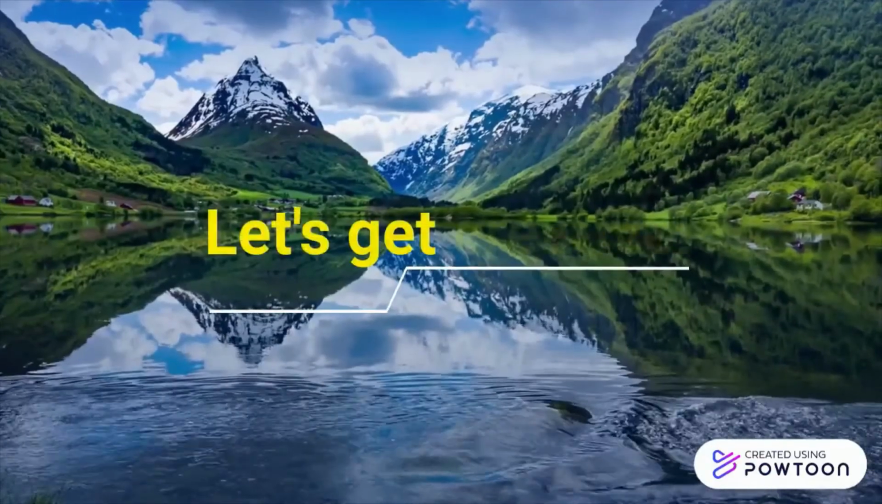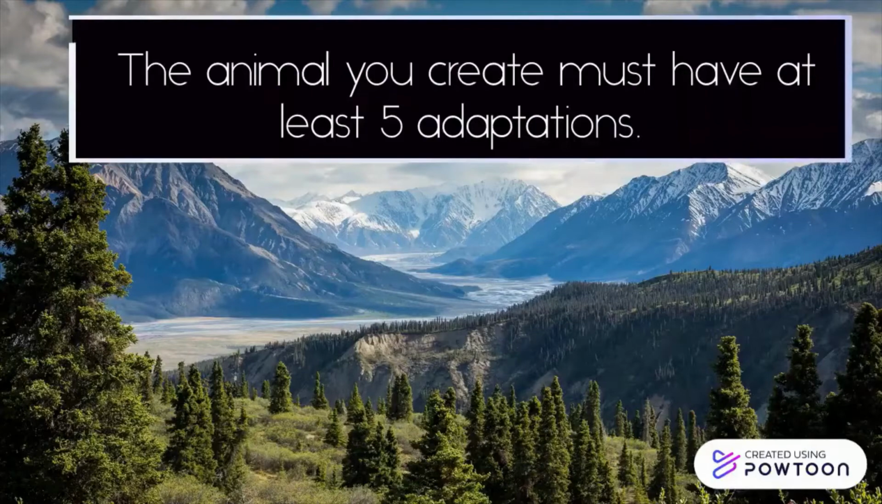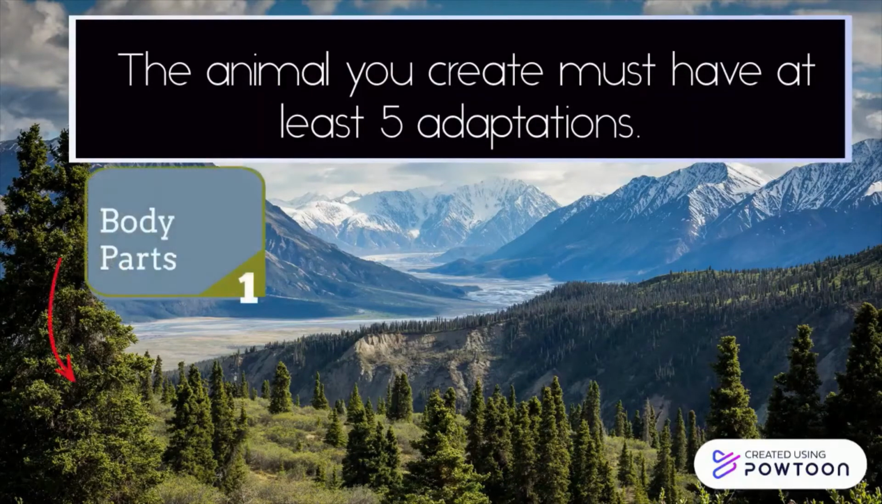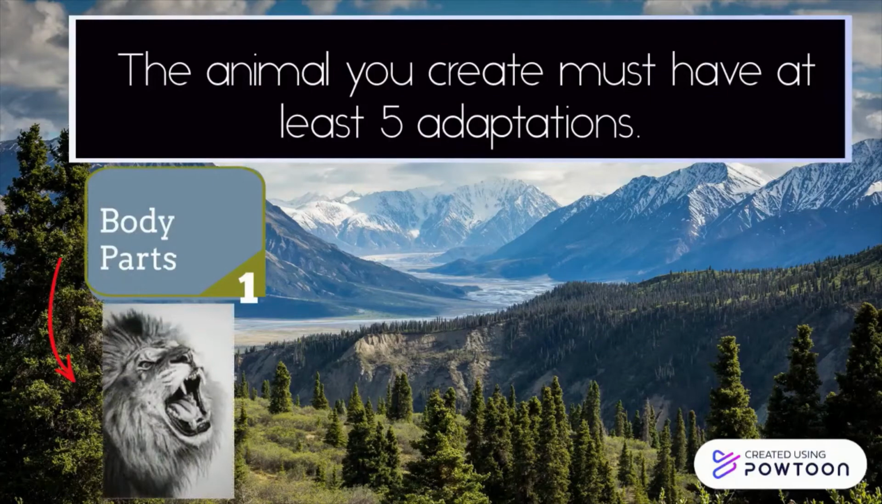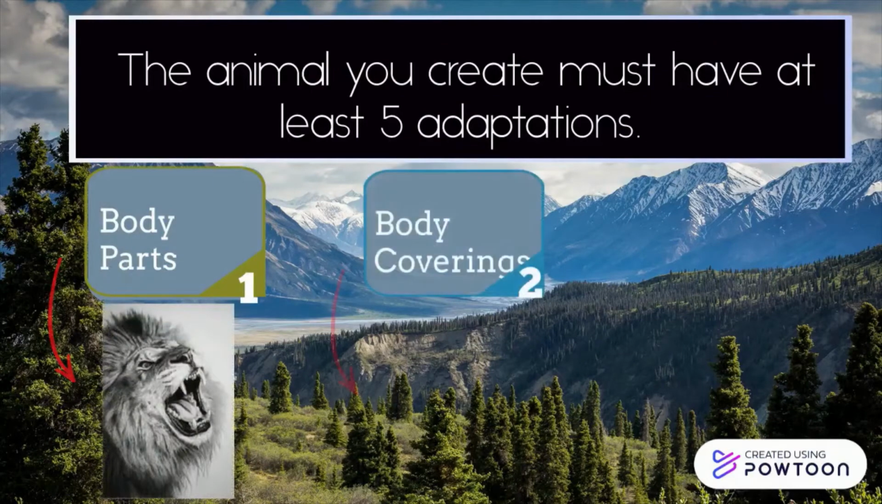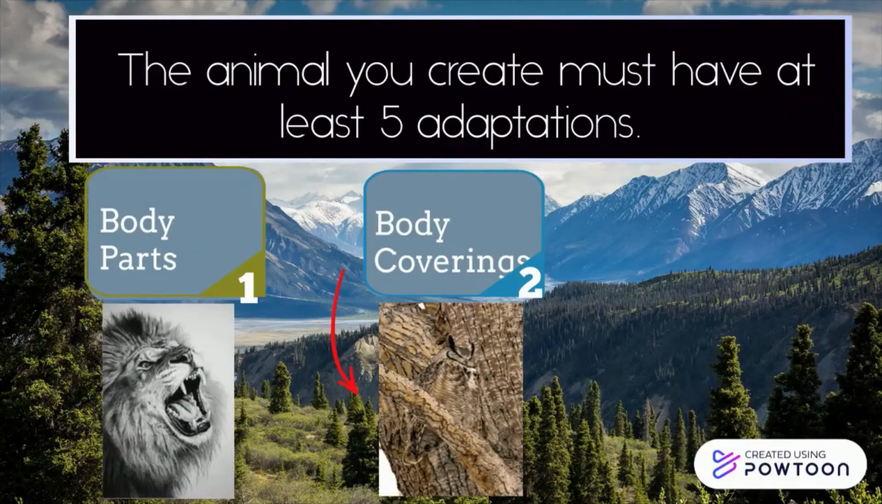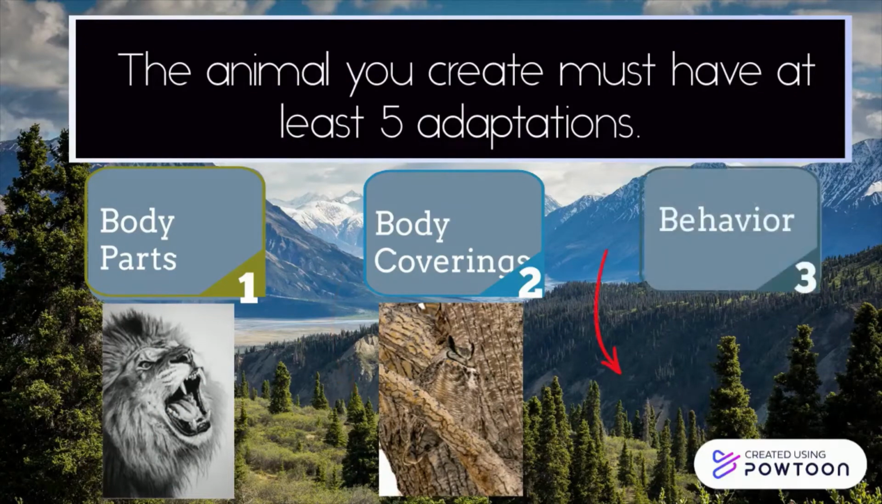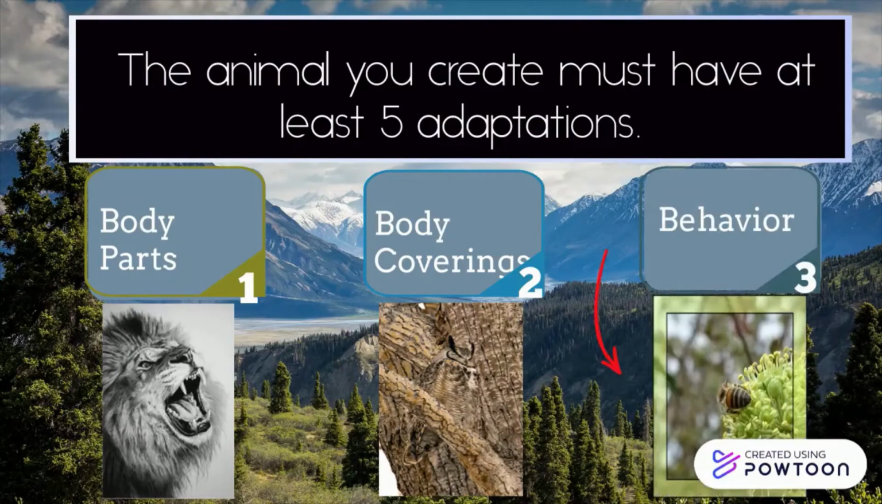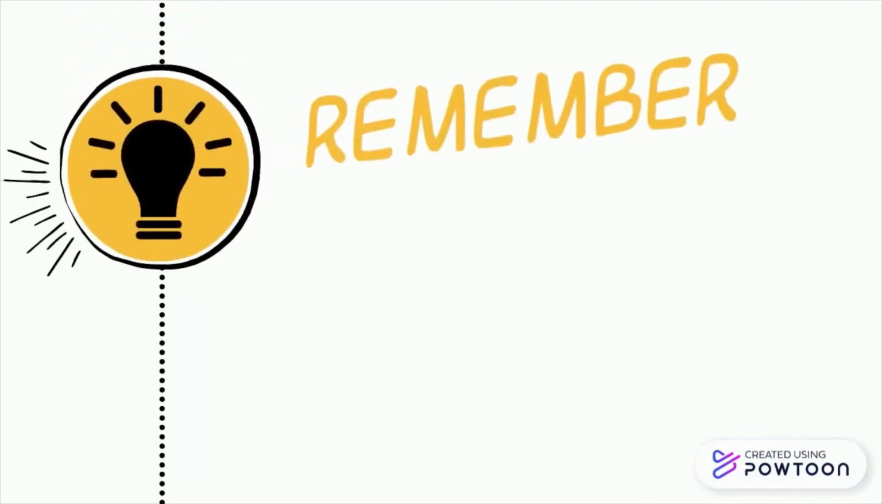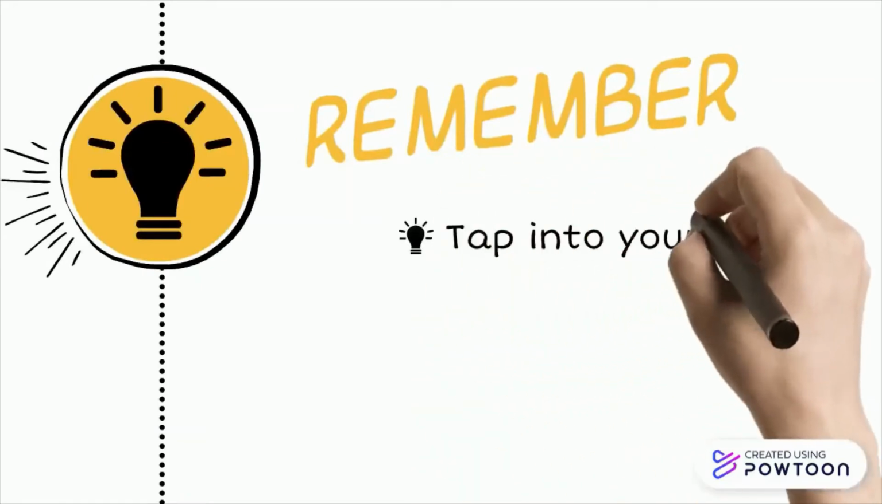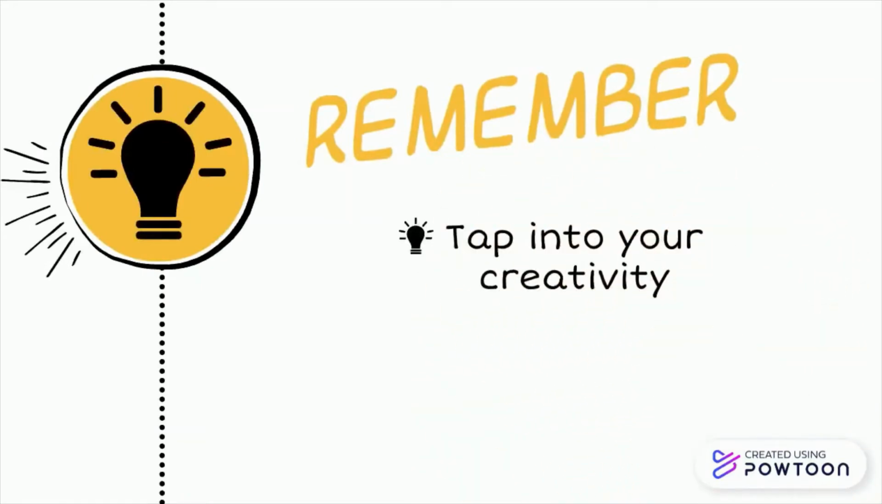Now let's get creative. It's your turn to create a made-up animal that has at least 5 adaptations. These could be body parts like sharp teeth that a lion has to eat prey. It could be body coverings like the feathers on this owl that help it blend into the tree. Or it could be behavior like honeybees that hibernate in the winter to stay warm and out of the snow. Now remember, tap into your inner creativity for this project to make it your very best work. And most importantly, have fun.